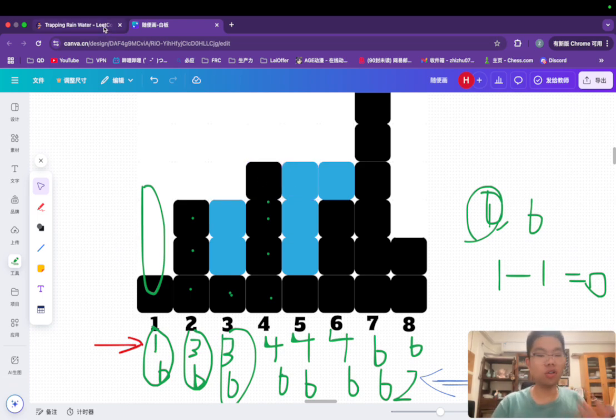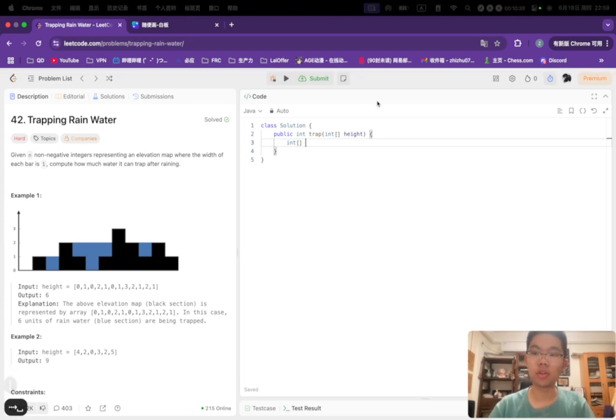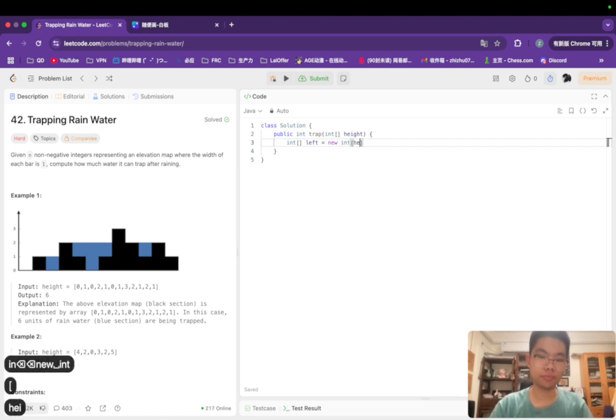So let's do the coding for this method. First we need to create two arrays, so maybe we just call them left and right. Left equals new int[height.length], and the same thing for right.